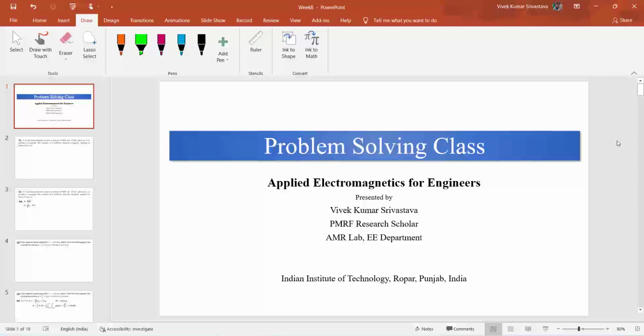In today's class we will see some numericals based on the topics Biot-Savart law and Ampere's law, which are covered in week 8 of this course, and then at last we will see the inductance calculation based on these basic laws. So let us start.